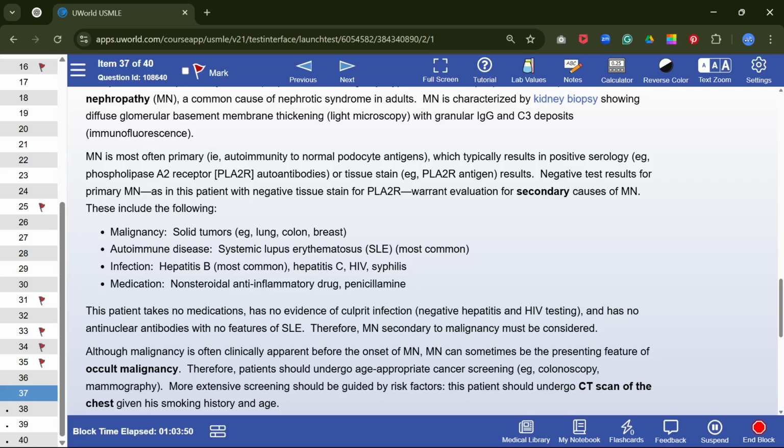Therefore, patients should undergo age-appropriate cancer screening, colonoscopy, mammography. More extensive screening should be guided by risk factors. The patient should undergo a CT scan of the chest, given his smoking history and age.